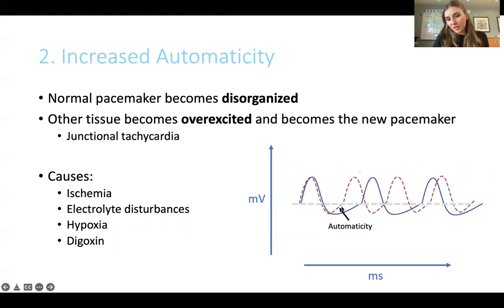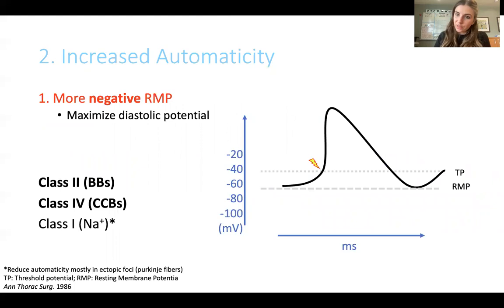In increased automaticity, you can see here, again, that the phase 4 slope has much increased. And now you have many more action potentials within that same waveform. So how do we block this? How do we get back to a normal rhythm?